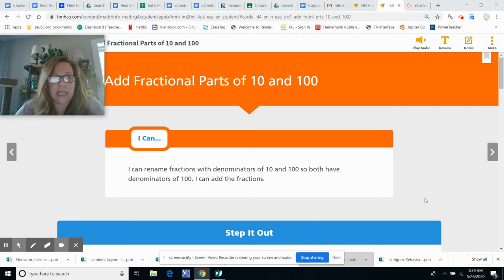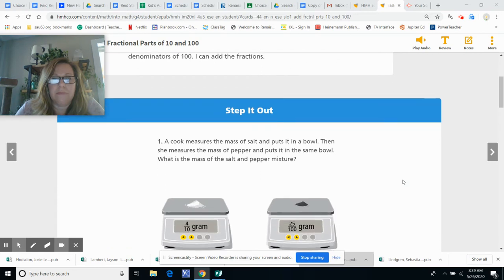So I want to look at the I can statement. It says I can rename fractions with denominators of 10 and 100. So both have denominators of 100. And then I can add the fractions. Okay, so let's step it out.